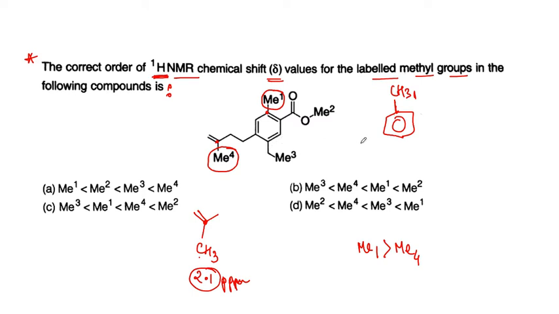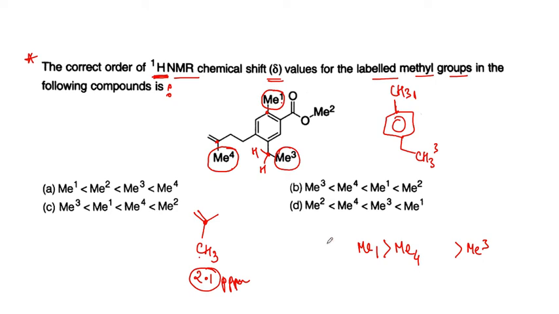Let's also talk about this methyl group over here, the methyl group 3. It is going to have a lesser value as compared to both of these. Why? Because there is a carbon in between, and as the distance is increasing, the minus I effect is decreasing. It is not only the minus I effect of the ring, it is the diamagnetic de-shielding effect, and that is also decreasing with distance. So we can say that Me3 is going to have the minimum value.